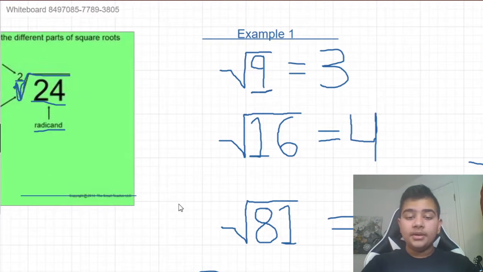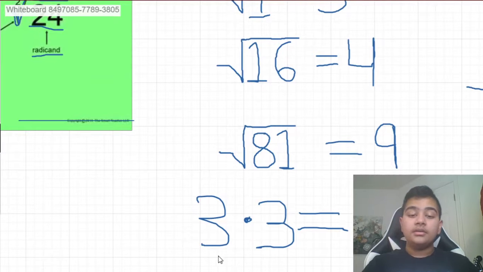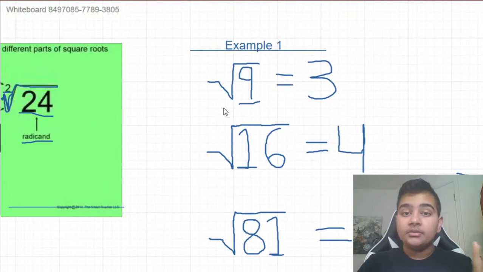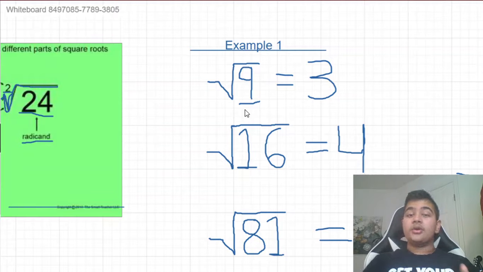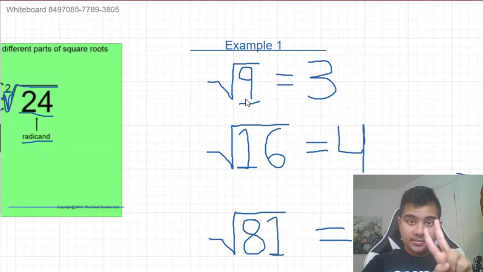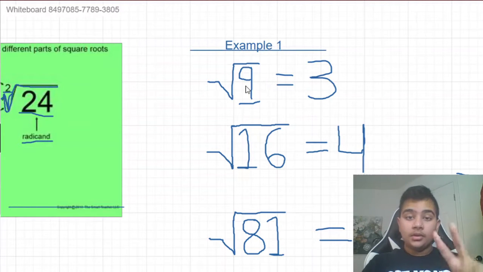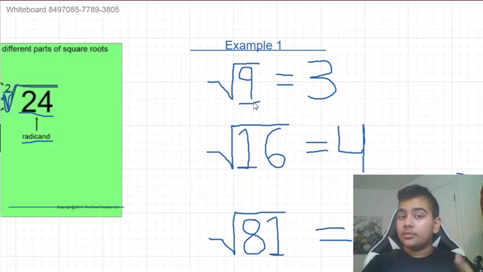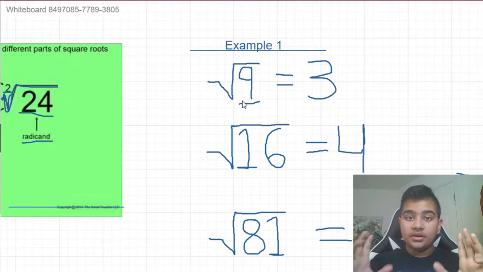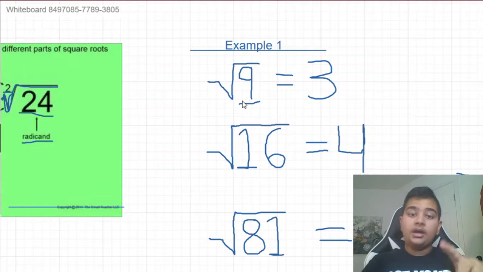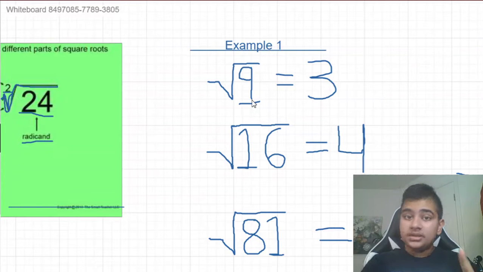So again, in Bangla, when the same number 3 times 3 is multiplied, it gives 9, two of the same number. So a square root is an opposite. So the square root of 9 equals 3 because square root means what two numbers that are the same will equal the number inside when multiplied.